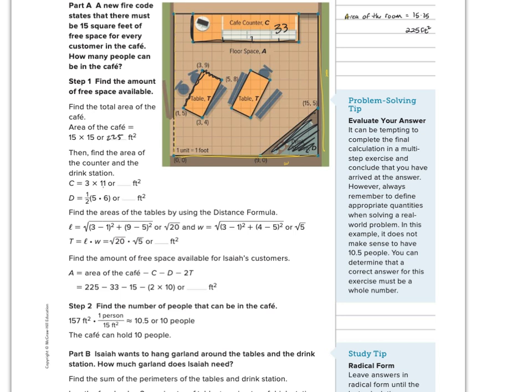I've pretty much talked through what we could do here. Finding the area of the counter: 3 times 11, which is 33. Finding the area of the drink station, which is a triangle. So you have 1/2 the base times height. The base, they're saying, is 5, height is 6. So that is 1/2 of 30, which is 15.